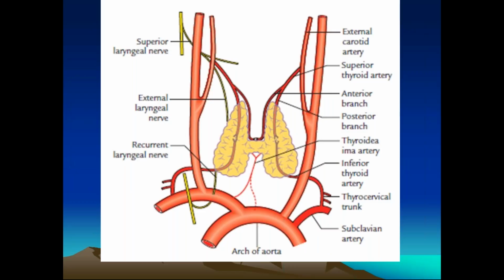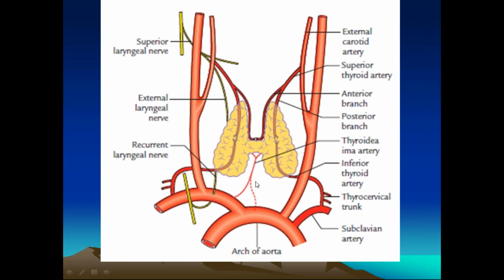Okay, so just see this picture. This is the thyroid gland. You can see the arch of the aorta, and this is the brachiocephalic trunk. And you can see the common carotid artery, which divides at the level of C3 and C4 into the external carotid artery and the internal carotid artery. You can see the superior thyroid artery from the external carotid artery. So as I said, above the isthmus, you can see the anastomosis of the anterior branch of the superior thyroid artery. Okay.